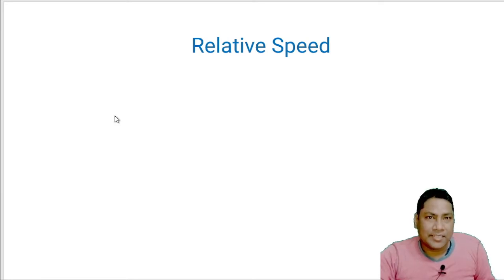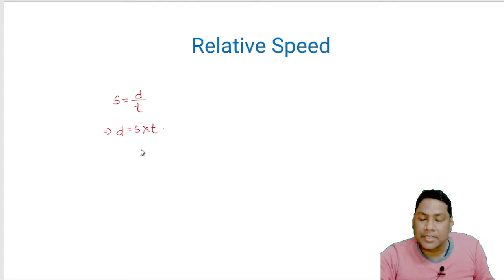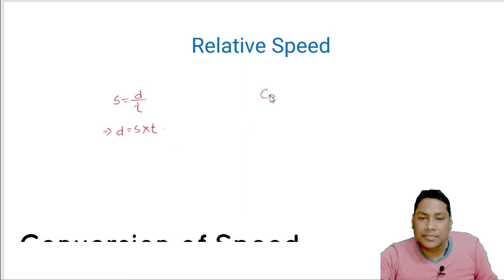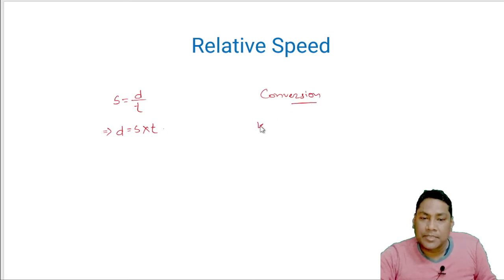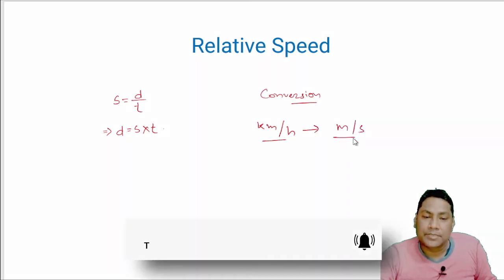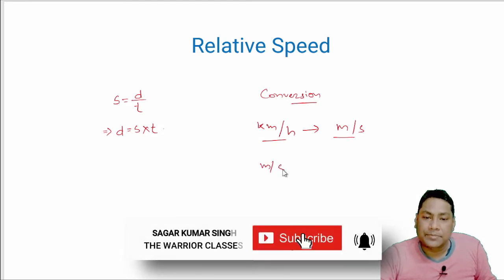Earlier we discussed the formula of speed, which is distance divided by time. From here we can calculate the distance: distance is equal to speed multiplied by time. And next is conversion, the conversion of speed from kilometer per hour to meter per second, and from meter per second to kilometer per hour.